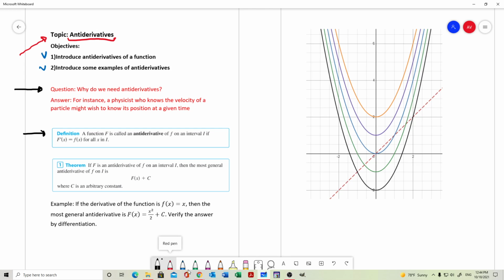A function F is called an antiderivative of a function lowercase f on some interval I if the derivative of uppercase F is the lowercase function f of x for all values of x inside of that interval I.